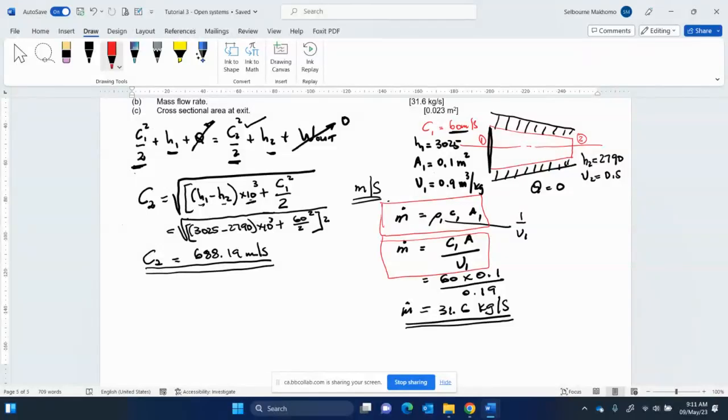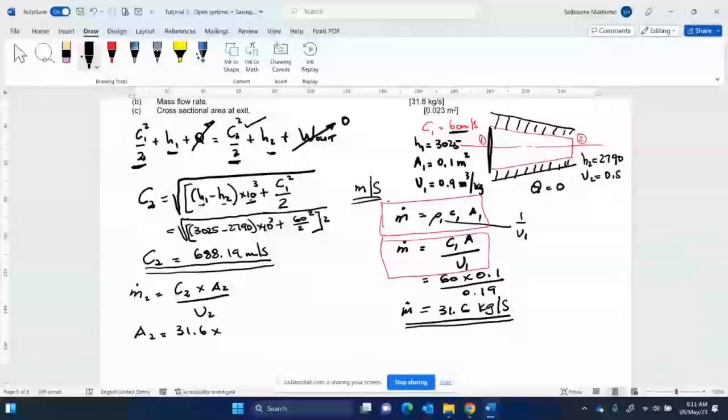And the last question of nozzles, they want the area at the outlet. So the area at the outlet, again, we say mass flow at 2 is equal to velocity at 2 multiplied by area at 2 divided by specific volume. So outlet area is going to be 31.6 multiplied by 0.5, then divide by 688.19, and your area is 0.023 square meters.